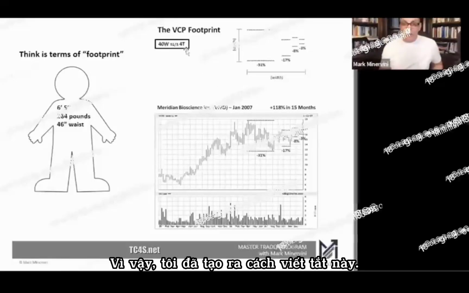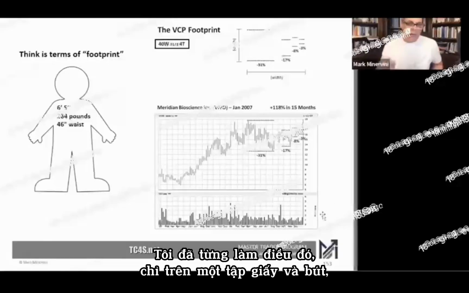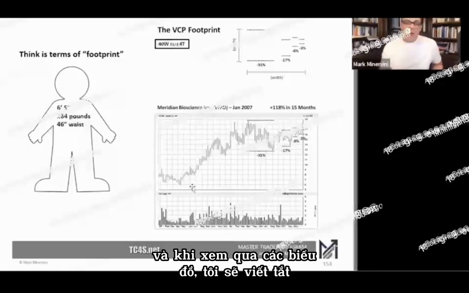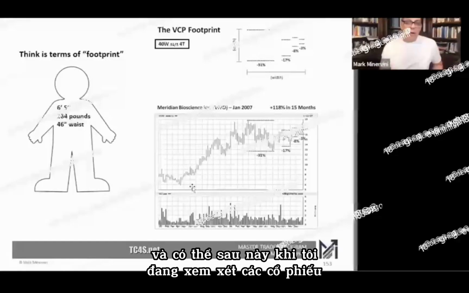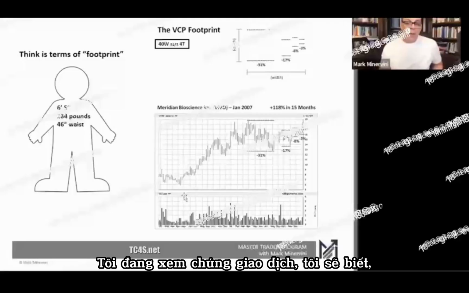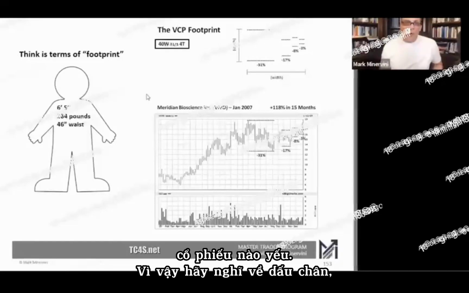So I created this abbreviation. I used to do it on just a pad and pen, and as I was going through the charts, I would put down the abbreviation. Later, as I'm looking at the stocks and watching them trade on my Quotron, I would know which ones were which. So think in terms of the footprint.